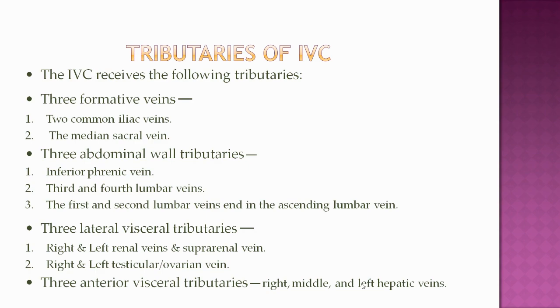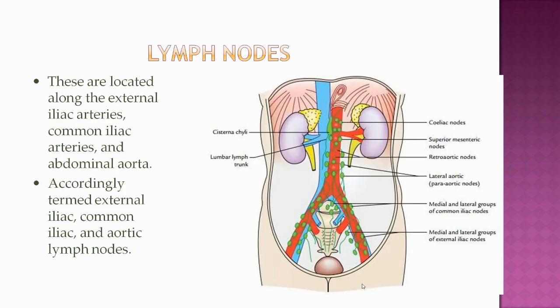These are the right and left renal veins, the suprarenal vein, and the right and left testicular or ovarian veins. Three anterior visceral tributaries: these are the right, middle, and left hepatic veins.